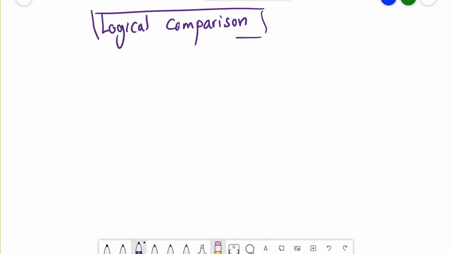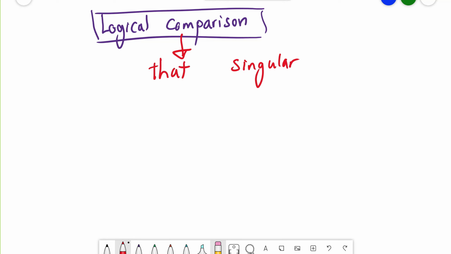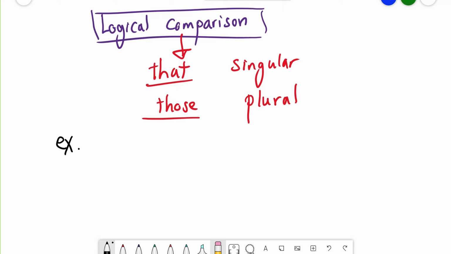We have, guys, the logical or the illogical comparison. The illogical what? Comparison. Logical comparison always in the SAT is expressed by what? By that, if it is singular, or those, if it is what? Plural. You got it? That or those, and not these. Mister, can you give us an example? Of course you still remember this example.